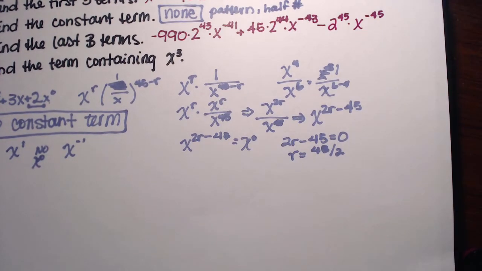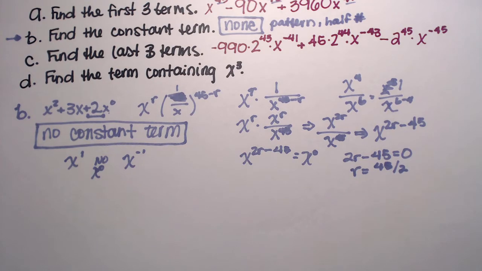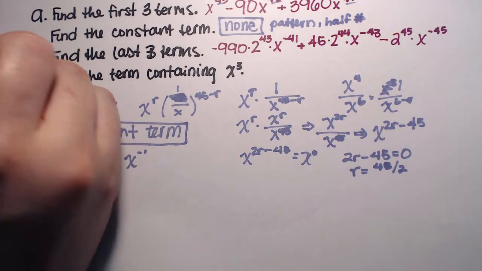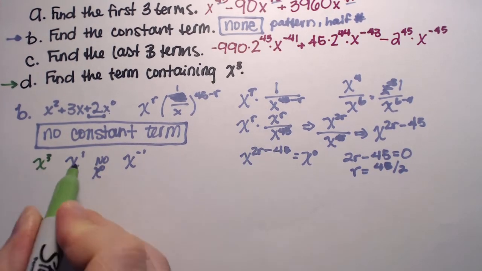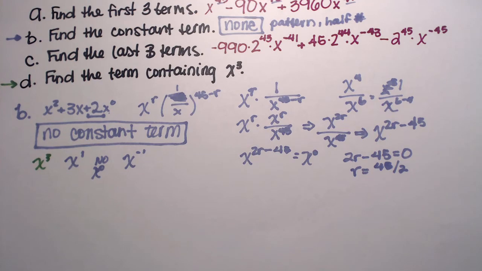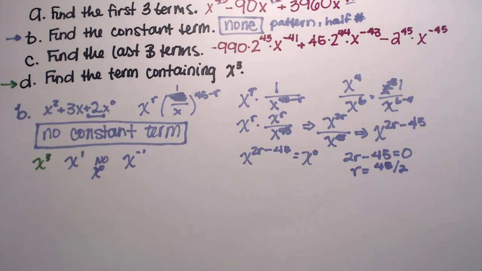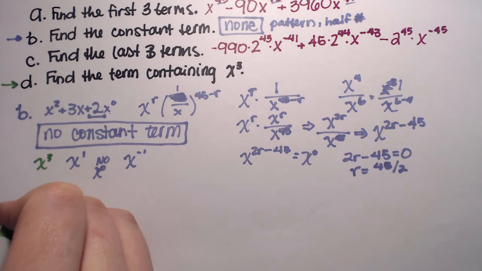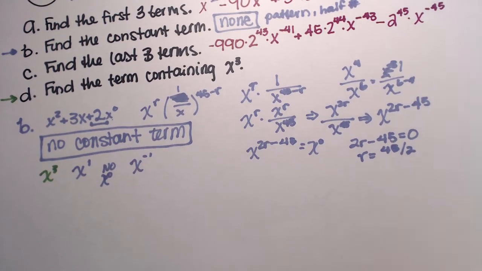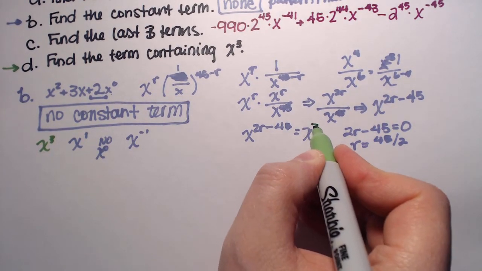Okay, so then part D, let me move this over. I'm going to look for the x cubed term. Now I am going to have an x cubed term. It's going to be right before the x to the first term. So I need to figure out where this thing right here is going to be x cubed. So I could go through this whole process again and say, okay, I'm going to have x to something and then 45 minus that something. And now I need it to equal 3 instead of 0.